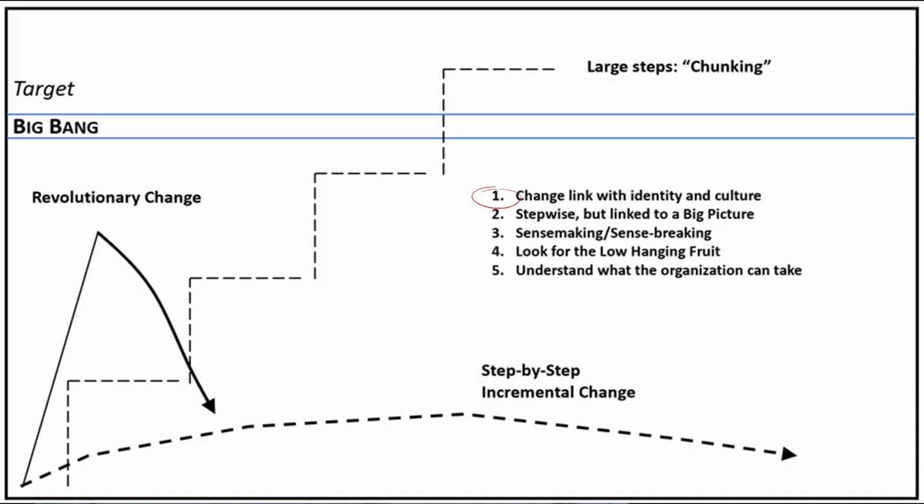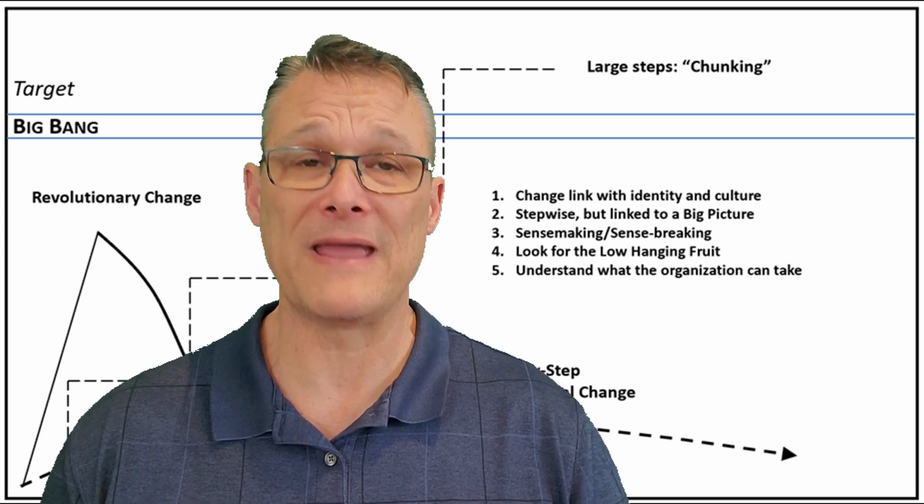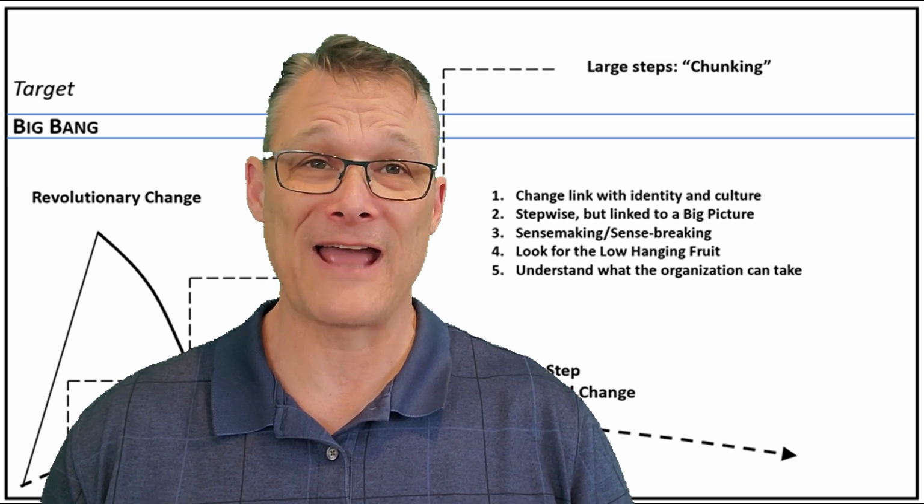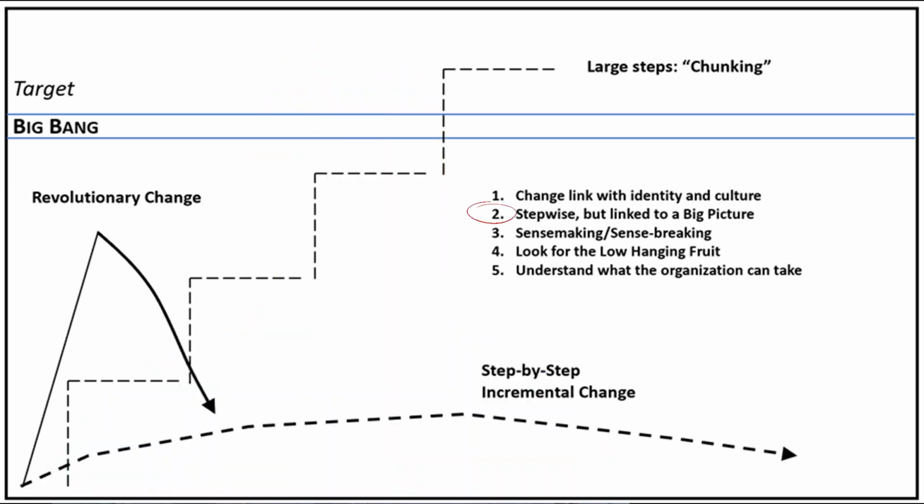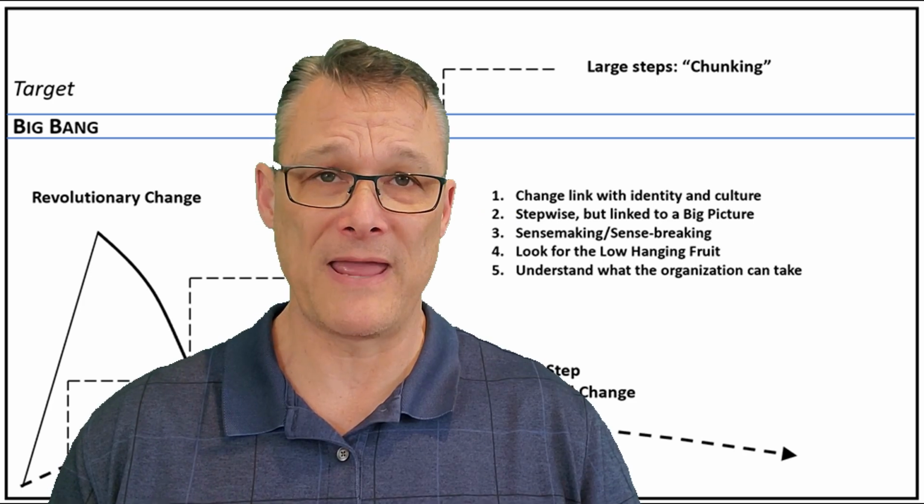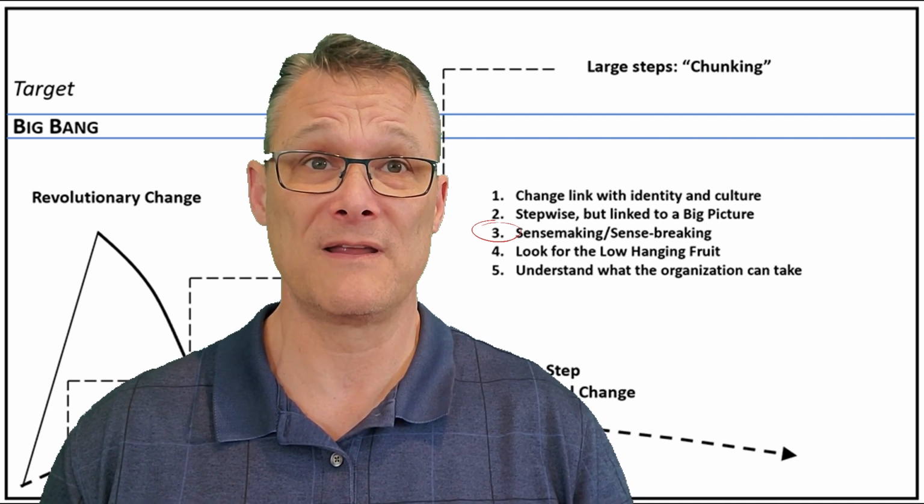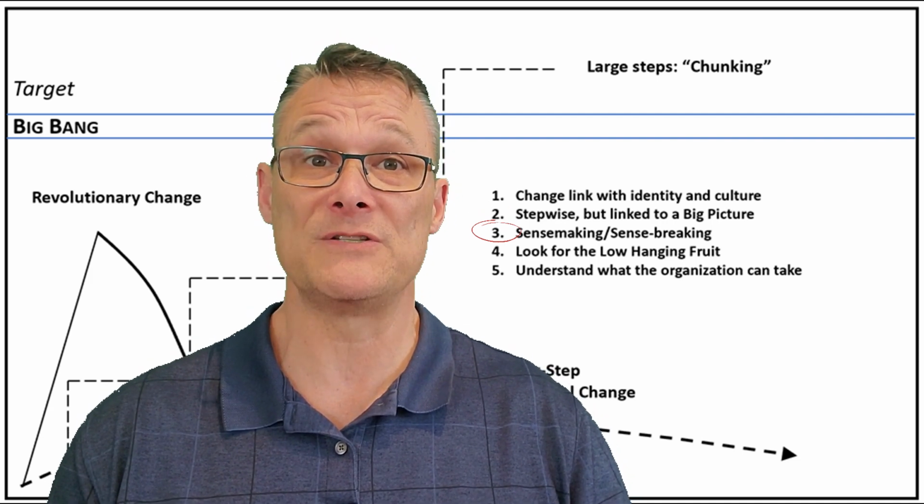Now, how might you do this? Well, you should link the change with identity and culture. Make sure that identity and culture are not acting as extra gravity against this change. You should do it stepwise, just like the chunks, and always linked to the big picture, the big bang, the dot on the horizon. We should go through the process of sense making and sense breaking. In other words, making sense with the new situation and breaking sense with the old situation.